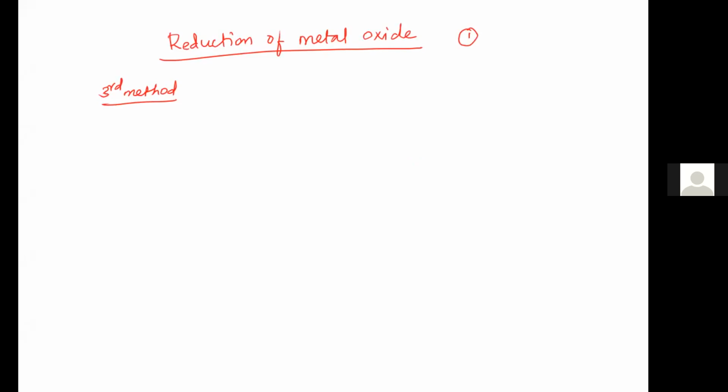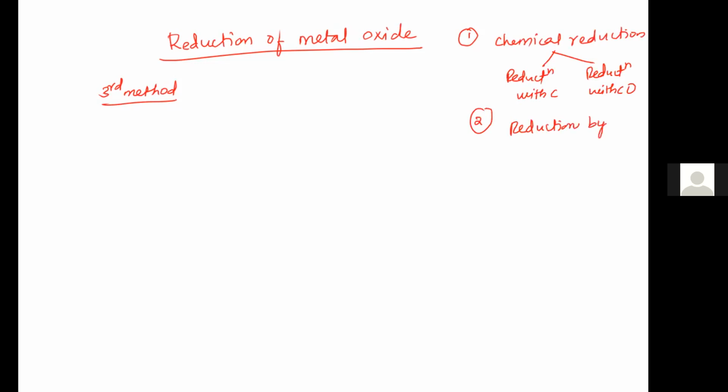What was the first method? It was chemical reduction. Under chemical reduction, there were reduction with carbon and reduction with carbon monoxide. Next one we looked at was reduction by other metals. Third one was the self-reduction method.